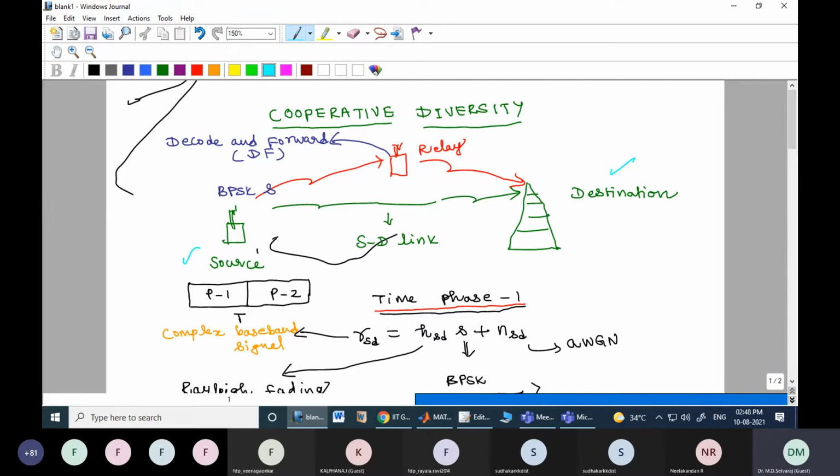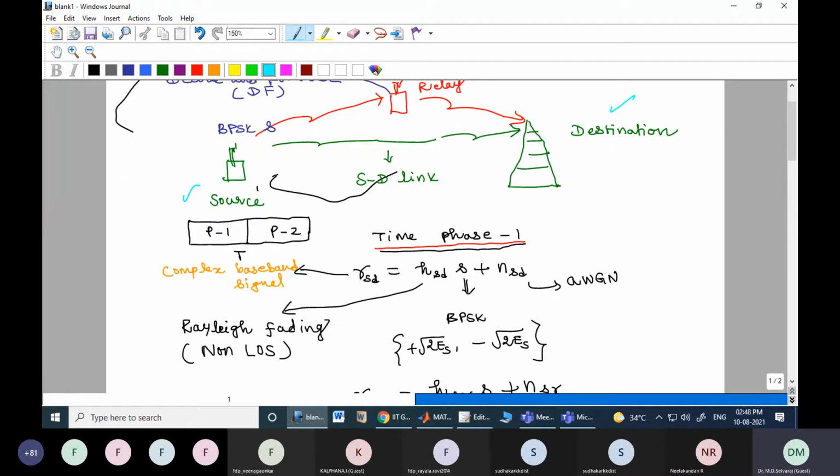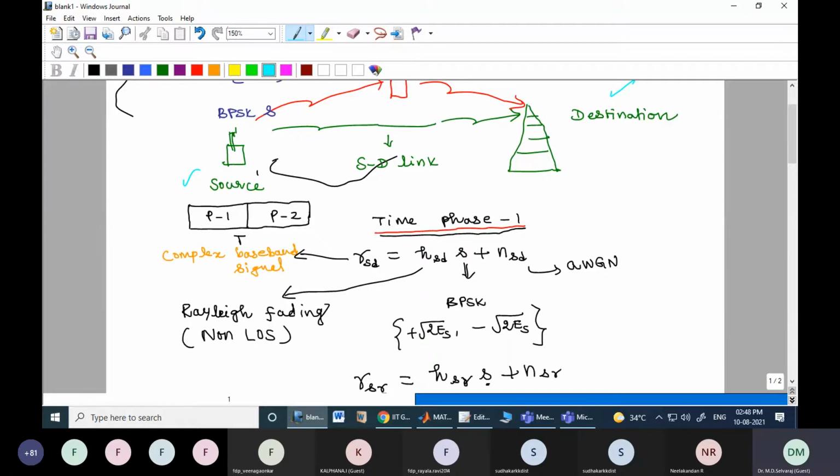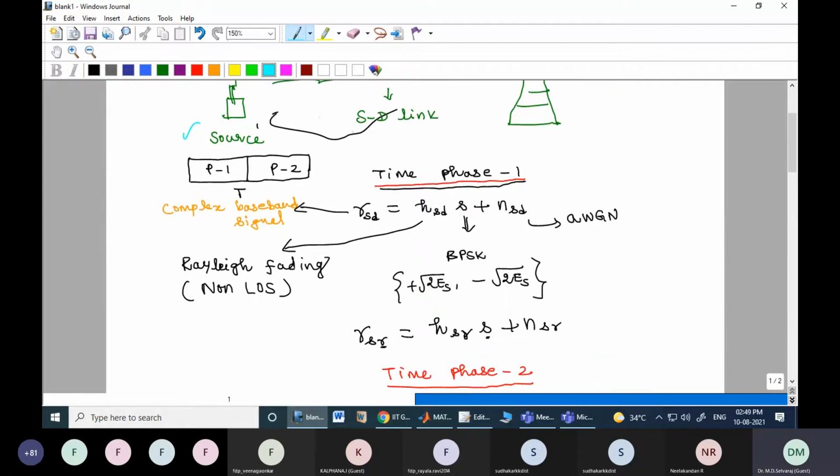Fine. Now, how does the system model work? The time period allocated to the source is divided into two equal halves. In the first half, it is going to transmit the data, the BPSK symbol. In the second half, it is going to be silent. So in the first half, it transmits the data to the destination. The corresponding equation is given here.